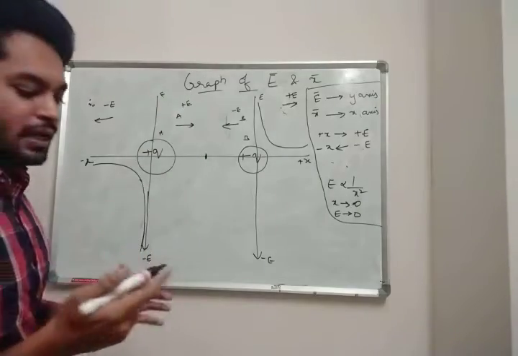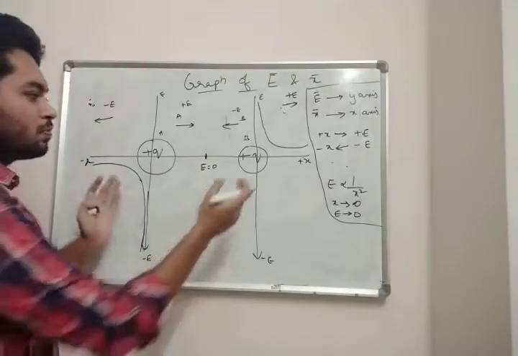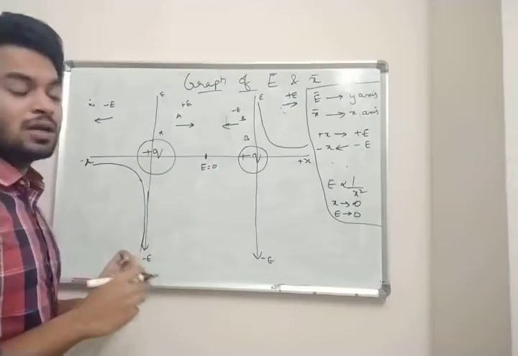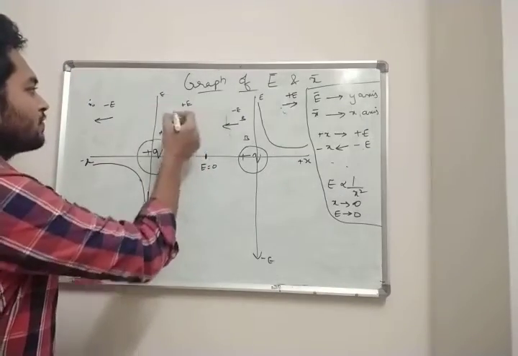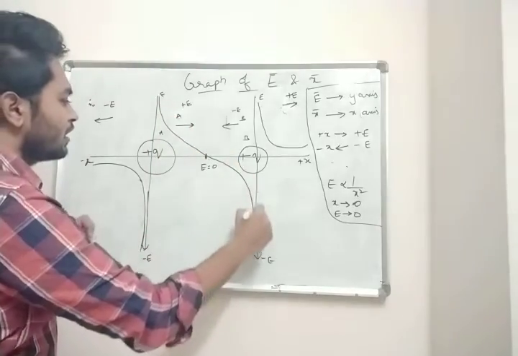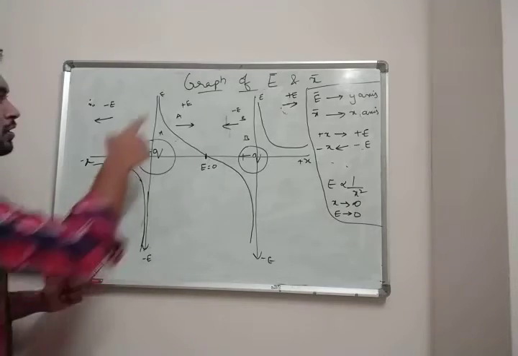Now, you can directly tell that this E is equal to 0. Why? Because both are similar charges. And at the midpoint, electric field is 0. So, your graph is positive electric field till here, and this is your negative electric field. This is your final graph.